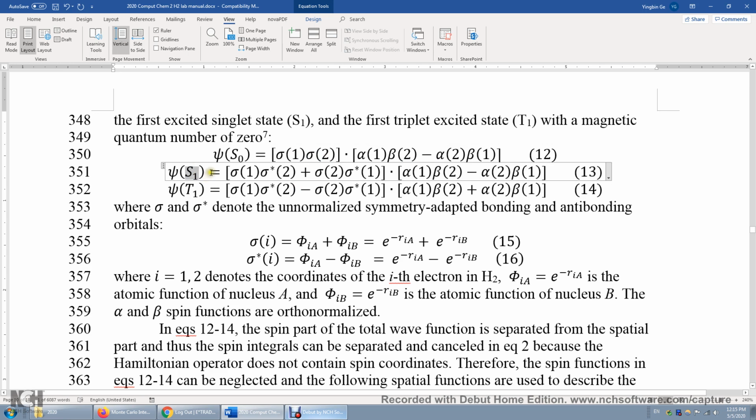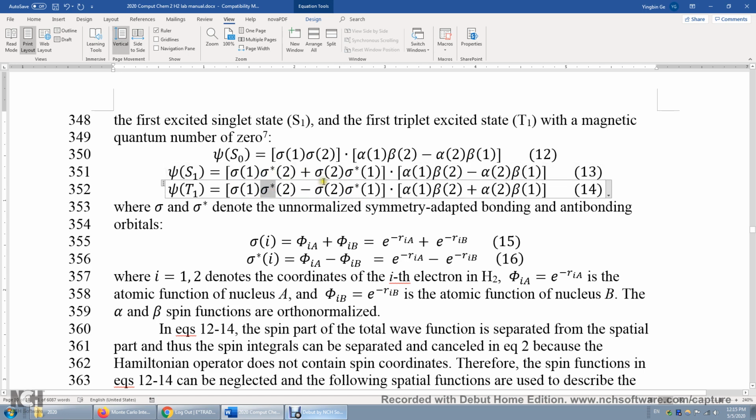What about the S1? This is the first singlet excited state. Again, this is symmetrical, this is anti-symmetrical. What about T1? This is anti-symmetrical and this is symmetrical. All right, and by looking at this, you realize that both sigma and sigma star are involved. Over here, sigma and sigma star are both involved.